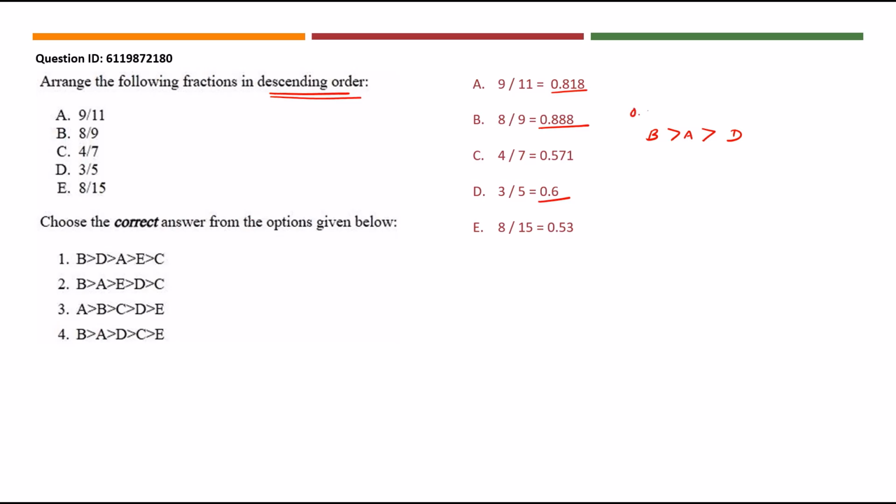So you can just place it 0.88, 0.81, then 0.6, then we have 0.57, then 0.53. After D, it will be C. After C, it will be E. B, A, D, C, E. Option number 4 will be the right answer. Usually, arrange the sequence generally asks for increasing order. Here, the question is decreasing order. Large number to small number arrangement is needed here.